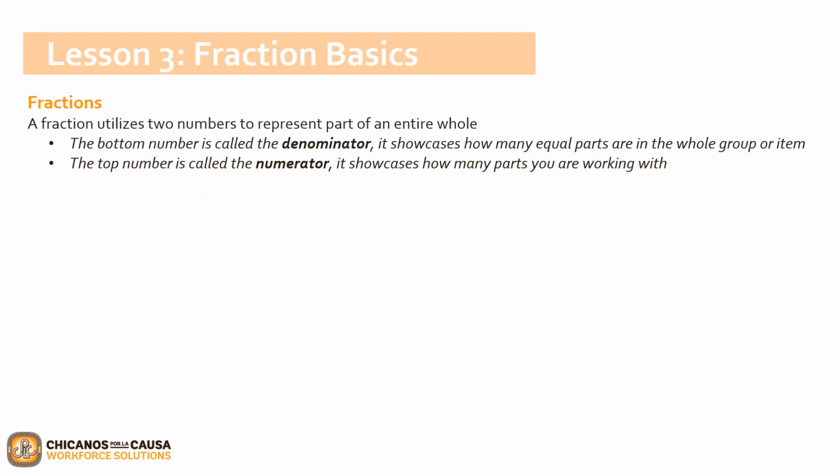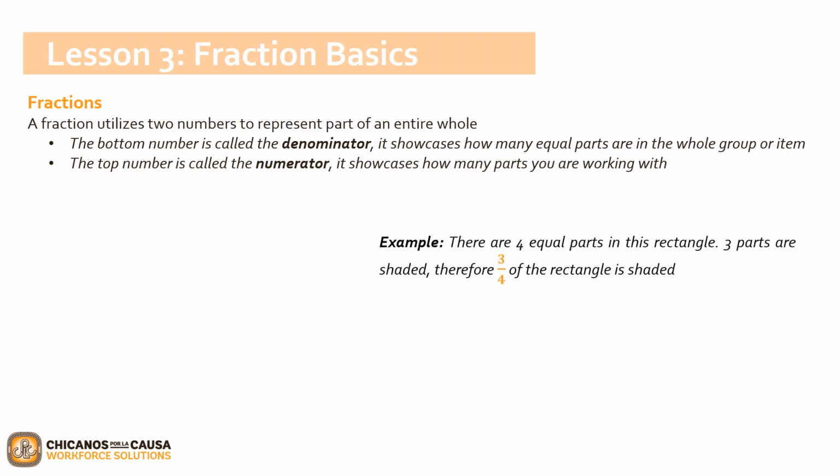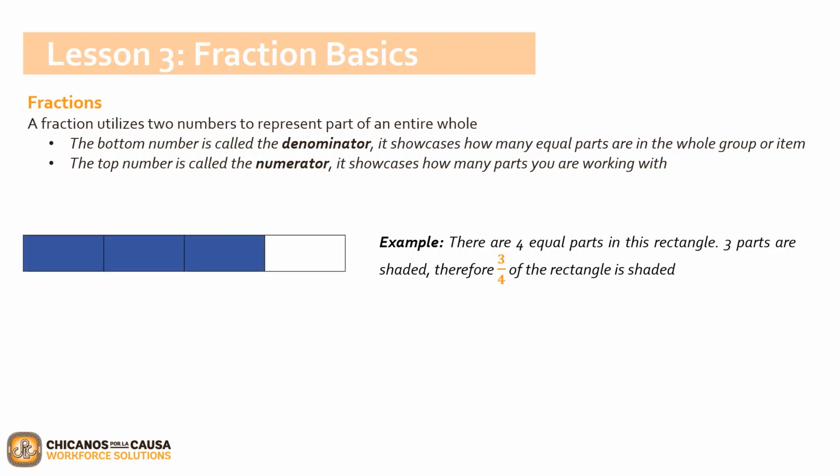So let's go ahead and look at an example of this. Our example states, there are 4 equal parts in this particular rectangle. 3 parts are shaded. Therefore, 3/4 of the rectangle is shaded. So here we see our actual rectangle. We can see that this rectangle was divided into 4 sections. 3 of those sections are blue. So 3 of the 4 sections are shaded, hence our fraction of 3/4.